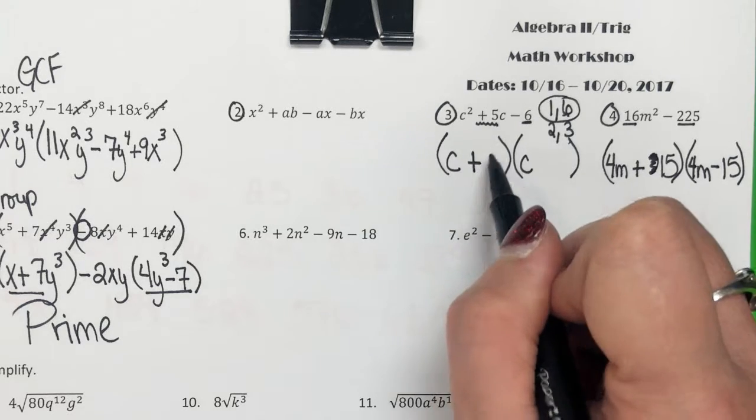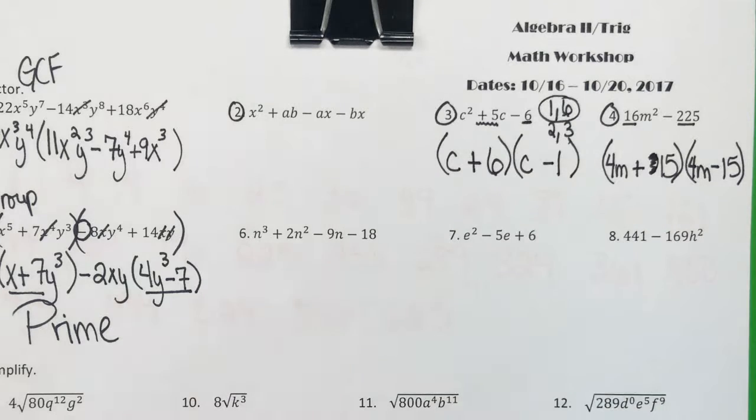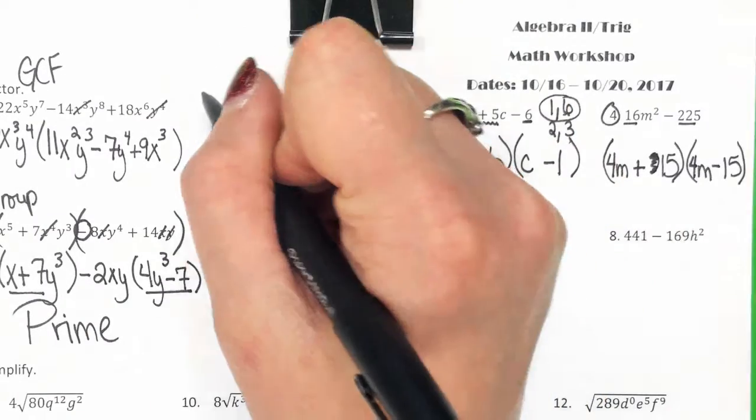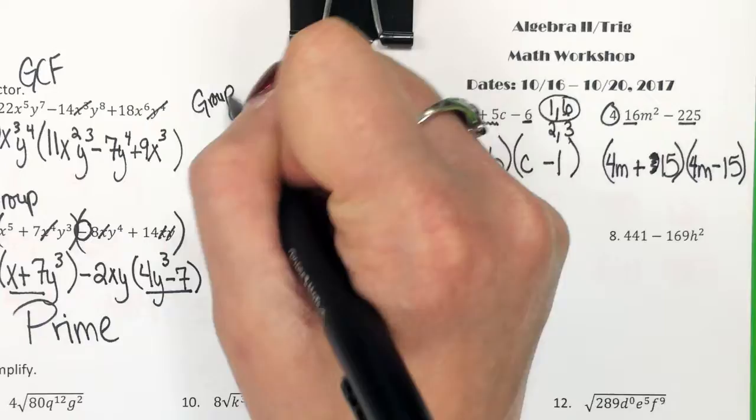6 minus 1. Positive 6 minus 1. Very good, very good. All right, number 2. How many terms does number 2 have? Because this is a little bit of a doozy. It's got 4, so we're going to do group, right?